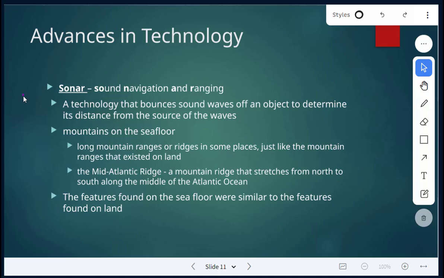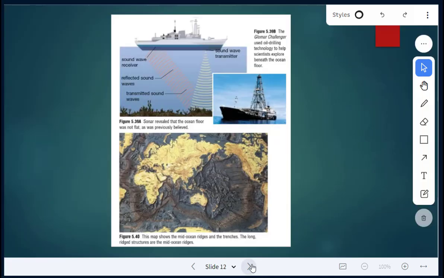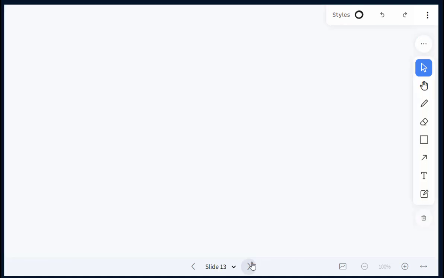There are long mountain ranges or ridges in some places, just like the mountain ranges that exist on land. There's something called the Mid-Atlantic Ridge that we saw in a previous video. It's a mountain ridge that stretches from north to south along the middle of the Atlantic Ocean. The features found on the seafloor are very similar to the features found on land. This is just showing how sound waves can be used. And this is a map showing the mid-ocean ridges and trenches and so on.